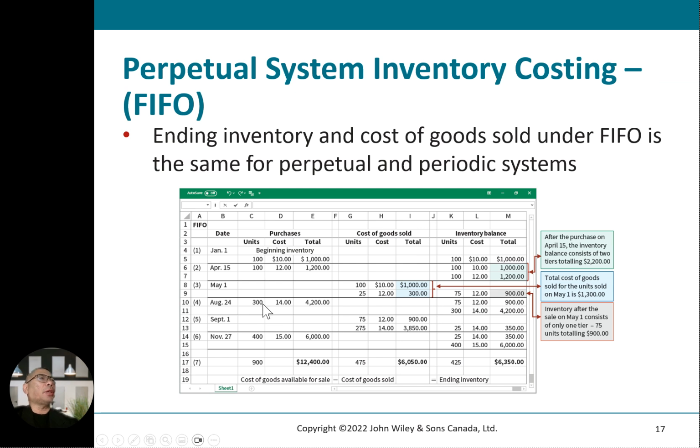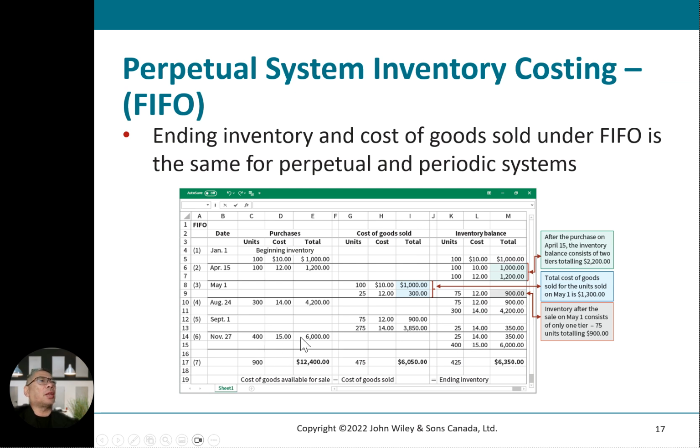And then, after that, you get another buy: 300 at $14, okay? But when you take it out, the first 75 are from the $12 one from April 15, that's the key part, okay? And then the other 275 is based on this $14 later. So the remaining is 25 there, okay?